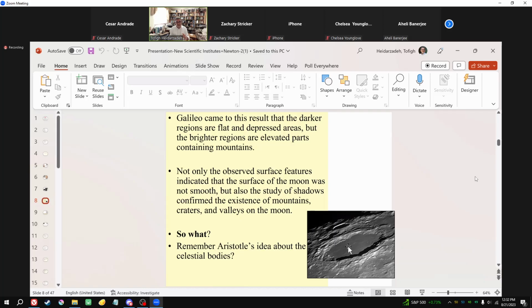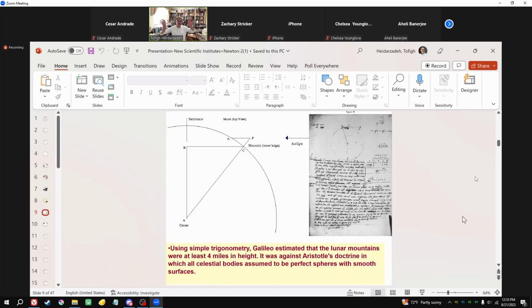Galileo was so smart that using the geometrical arrangement of the moon, the earth, and the sun, and the length of the shadows, he was able to calculate the height of the mountains on the moon.